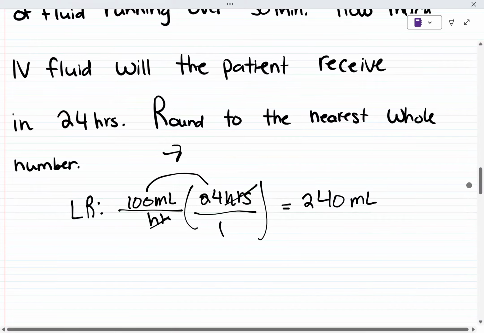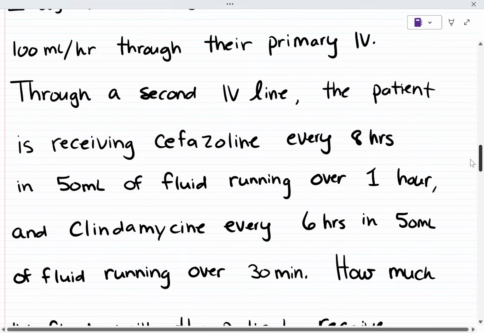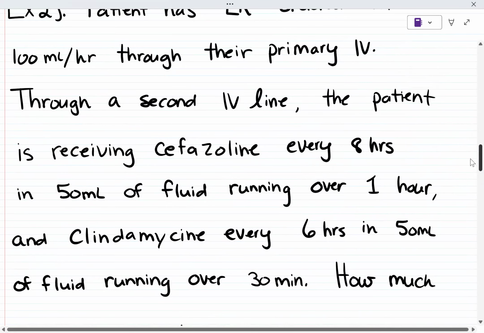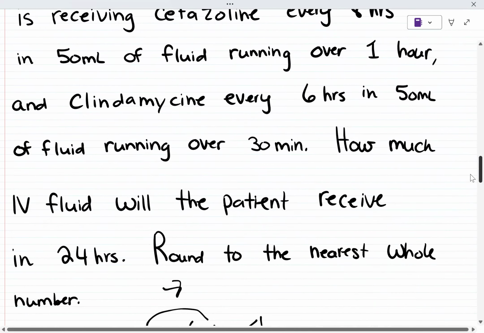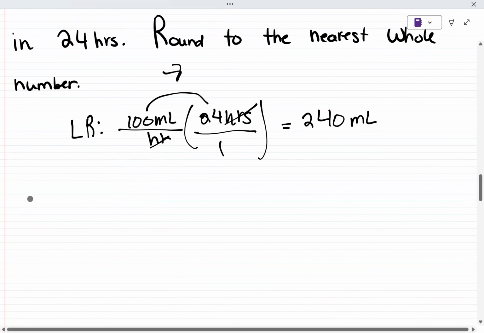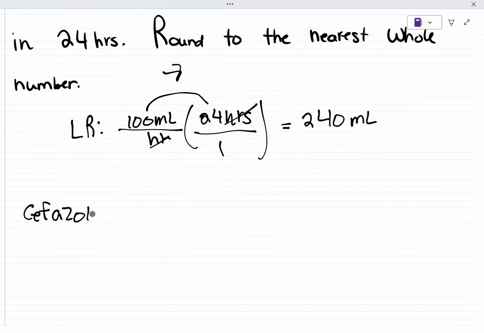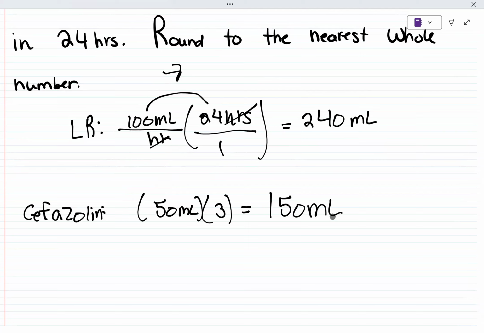The next drug we have to take into consideration is cefazolin, and that's every 8 hours, 50 milliliters of fluid running over 1 hour. So what that really means is, the drug cefazolin is 50 milliliters every 8 hours. So that is a total of 150 milliliters, right?